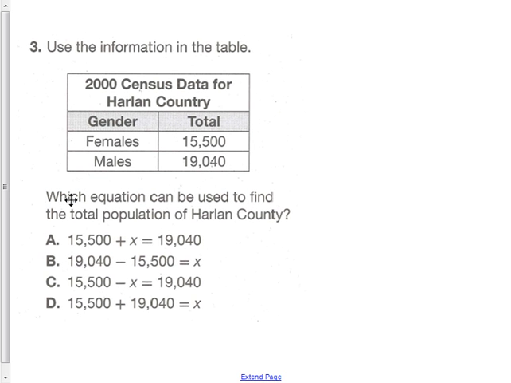So when we look here, again, the word total is kind of a key word there for us. So when I look at D, that should be my choice because I'm adding the two numbers together.